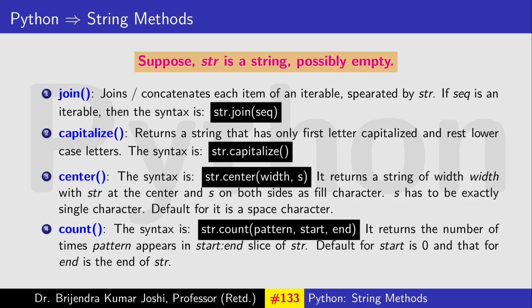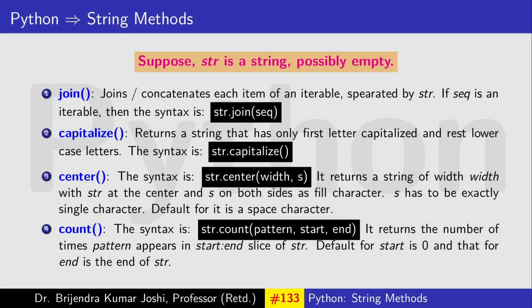Now the center. The syntax is str.center(width, s). Here width is essential, s is optional. The default value of s is a space, a single character. It has to be a single character. So this function returns a string of size width, that many characters, but str would be at the center as much as possible, and on both sides the fill character will be used, which is nothing but s. If you don't provide it, the default value is a space character.